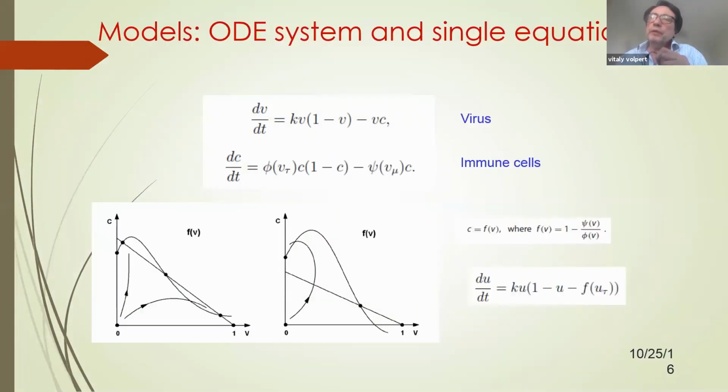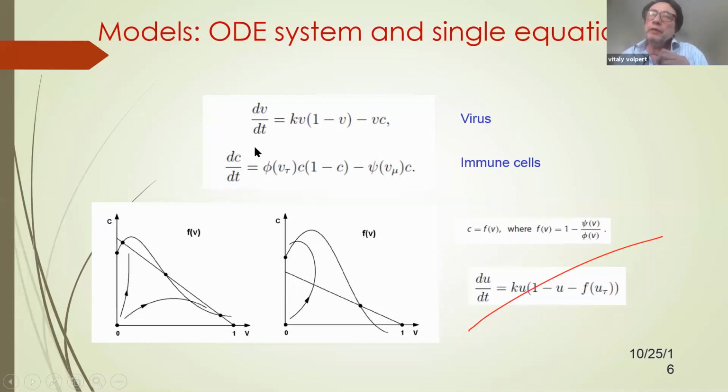And as before, I begin with a simple model, 2 ordinary differential equations, to explain what happens here. These 2 equations, the first one for the virus concentration and the second one for the concentration of immune cells. In the first equation, the first term in the right-hand side here is a logistic term. It's how virus is reproduced. And the second term, minus VC, is how virus is eliminated by immune cells.